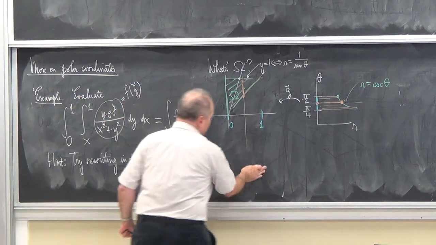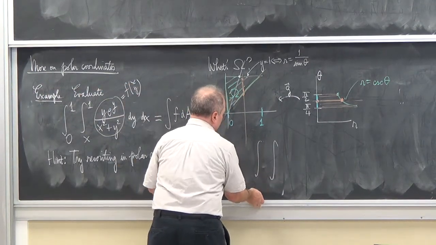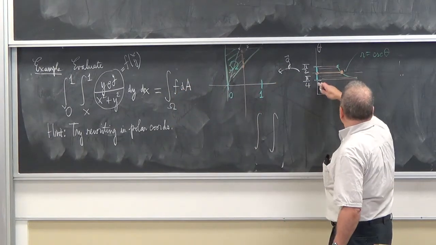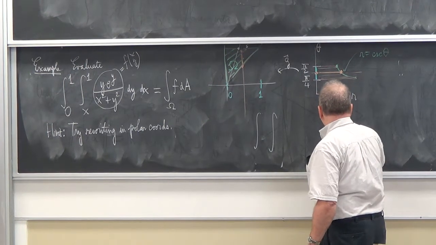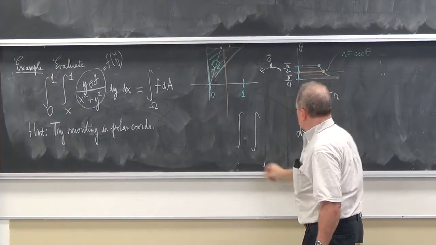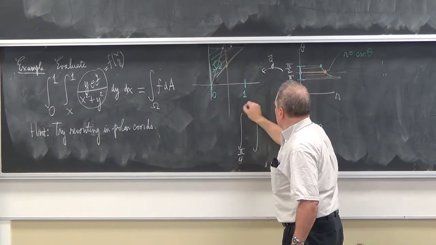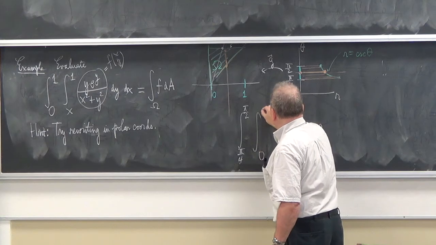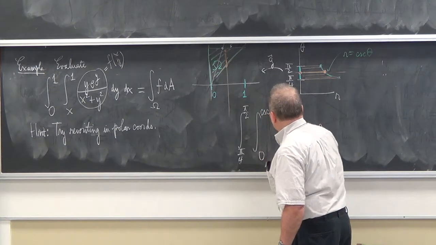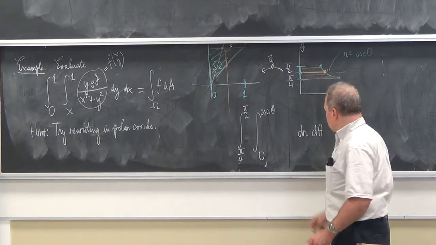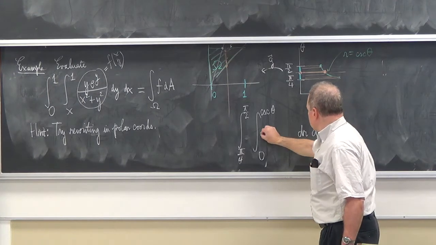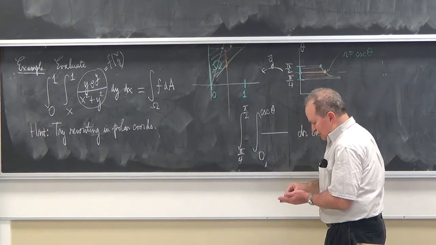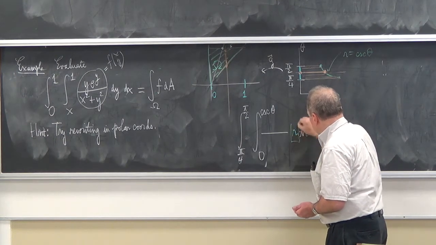All right, so I'm going to have the integral what? Theta goes from pi over 4 to pi over 2. For fixed theta, r goes from 0 to cosecant. And now what do I do inside? What do I put before I do anything? R. And you remember, fudge factor. Do not forget.